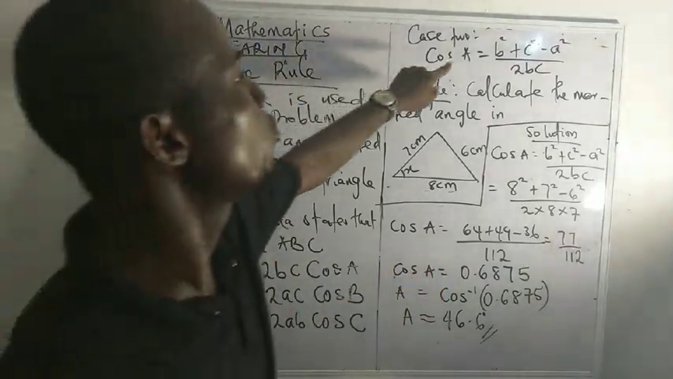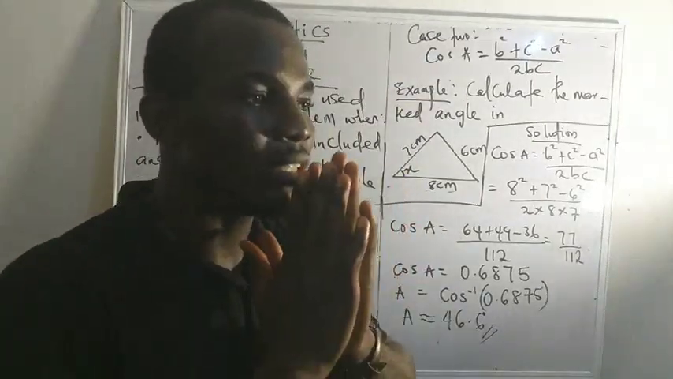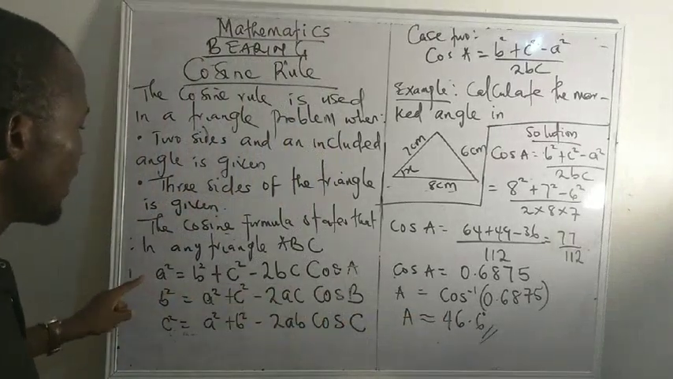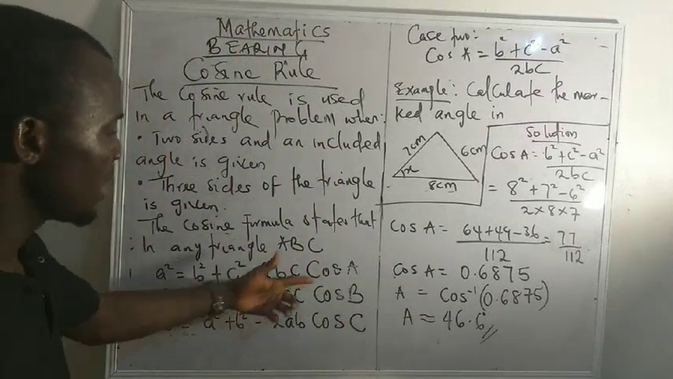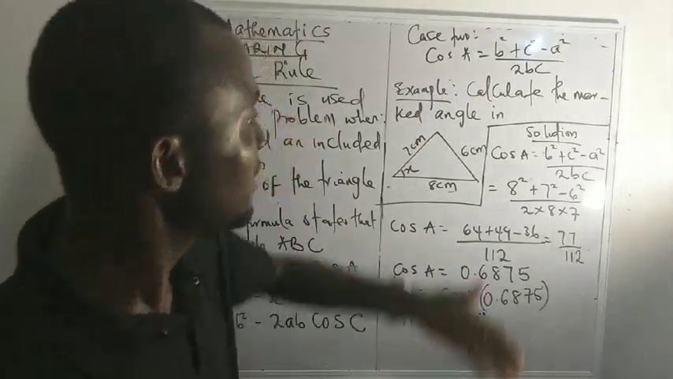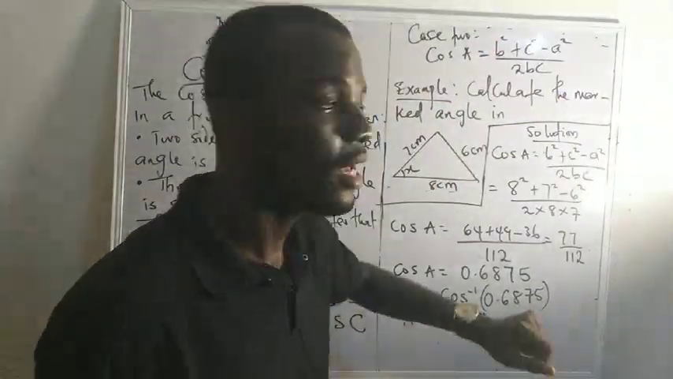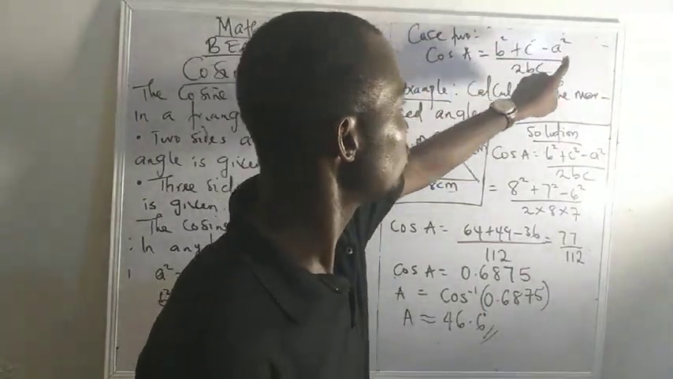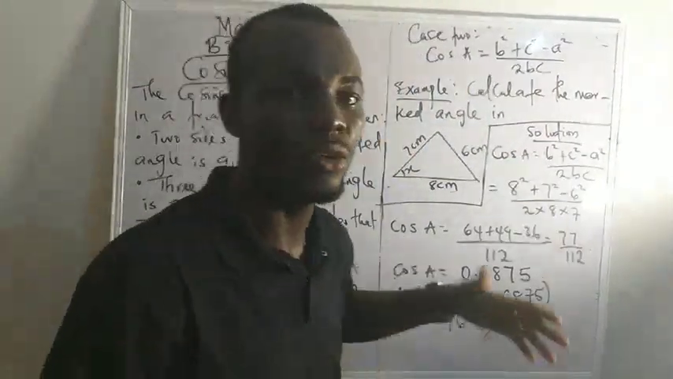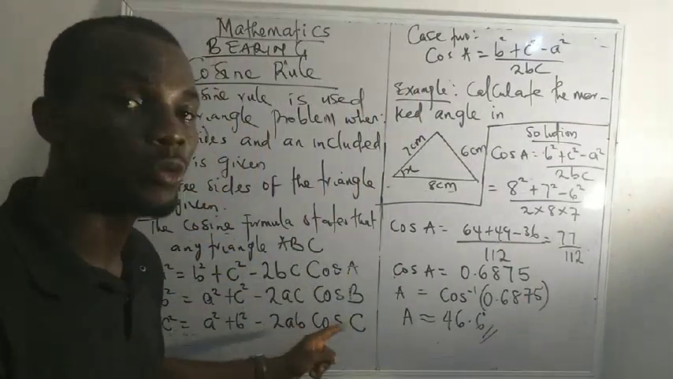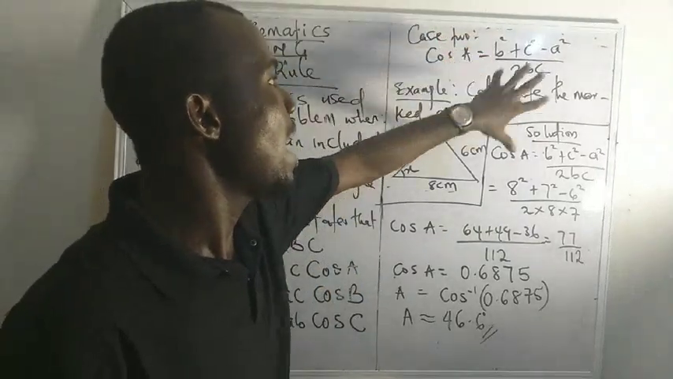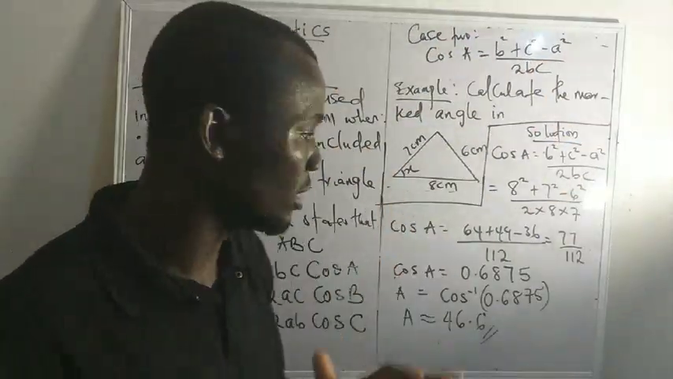Then what if we are looking for the angle exclusively? Then we can make cos A, or cos B, cos C, in any case, the subject of the formula. I did it for cos A, and this is what you are going to get: b square plus c square minus a square, divided by 2bc. If you can't remember this one, and it is the first one you remember very well, you can write it and then work your way. You will eventually arrive at something like this, which will enable you to get your answer.